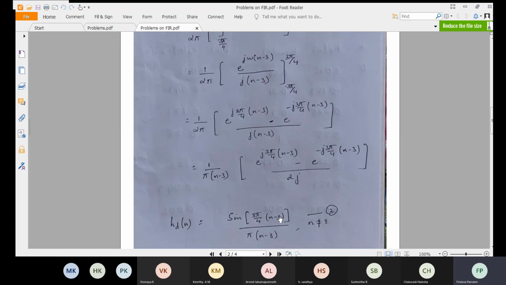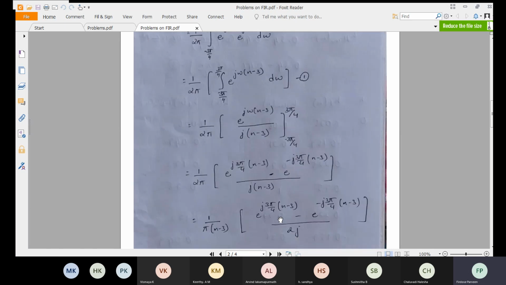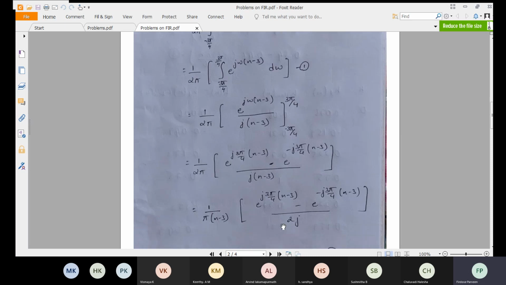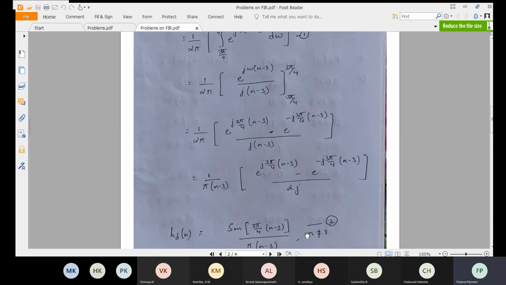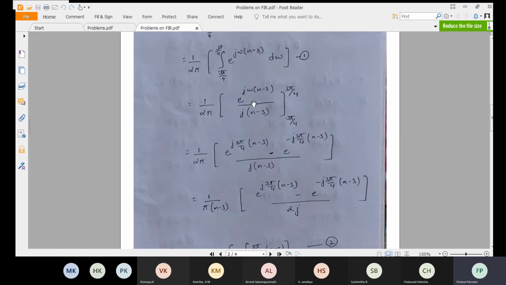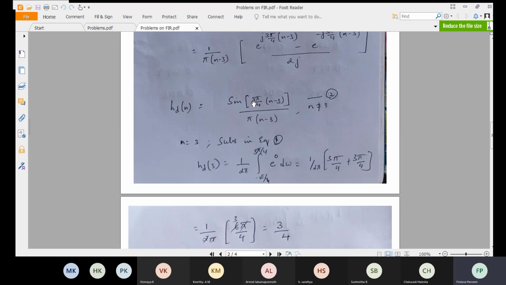So when n is equal to 3, what happens? Let us substitute that here. It is nothing but e to the power of 0, that is nothing but 1 into d omega. This is when n is not equal to 3. What happens when n is equal to 3? Let us substitute. Anything to the power of 0 becomes 1, so 1 into d omega. So what you have to do: substitute, integrate and substitute the limits.